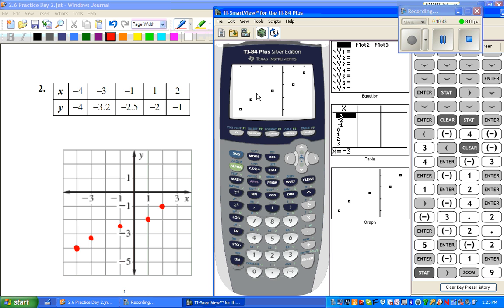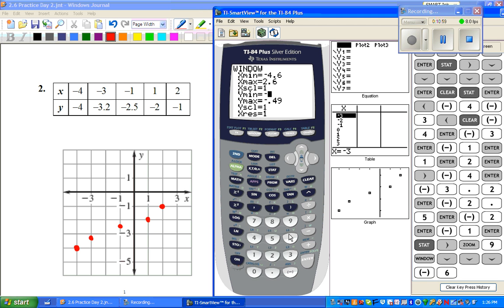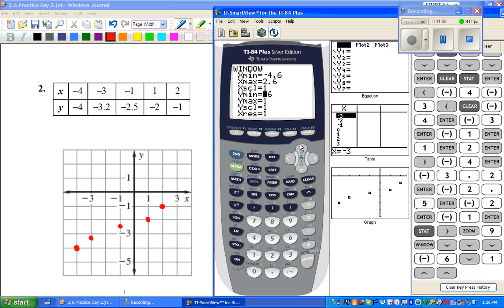Okay, if you don't like the window that you're in, what you can do is go to your window. Let's go with y min. Let's make this negative 6, and then we'll be able to see where we're at. Y max, let's go down again. Let's make that 1. X max, I think that should be good. All right, now we'll go to graph again. So now it really looks like what we're doing right here.